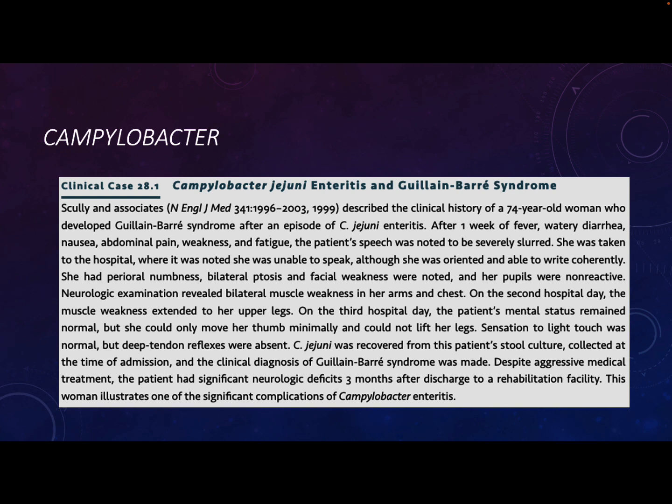Sensation to light touch was normal, so she could feel if you would touch her, but the deep reflexes were absent. Campylobacter was recovered from this patient's stool culture at the time of admission, and a clinical diagnosis of Guillain-Barré syndrome was made. Despite aggressive medical treatment, the patient had significant neurological defects 3 months after discharge to a rehab facility. This woman illustrates one of the significant complications of Campylobacter enteritis.